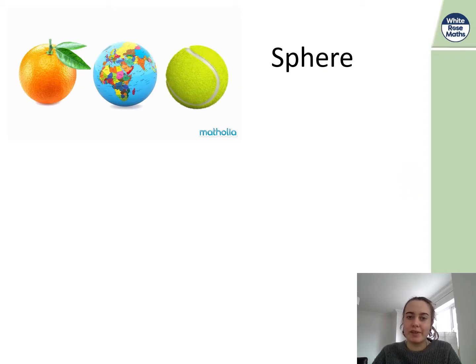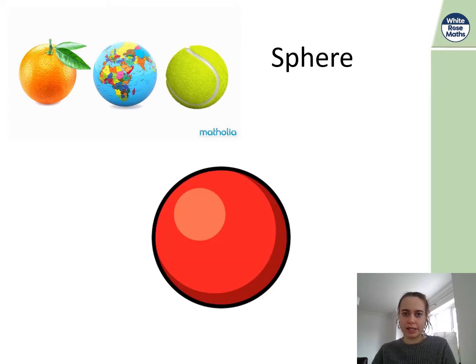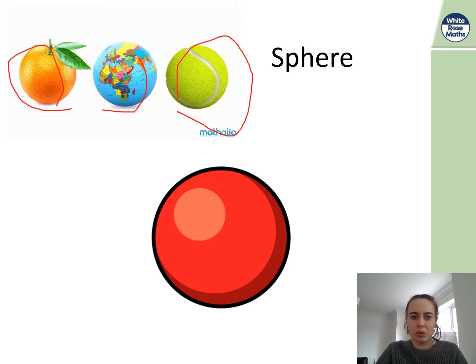So we're now going to have a look at some 3D shapes. So the first one is a sphere. Now this isn't a circle because a circle is a flat shape. We wouldn't be able to pick it up. Whereas this is a 3D shape. So for example, a tennis ball is a sphere shape, an orange is a sphere shape, and a globe is a sphere shape. They're balls basically. So that is a sphere.